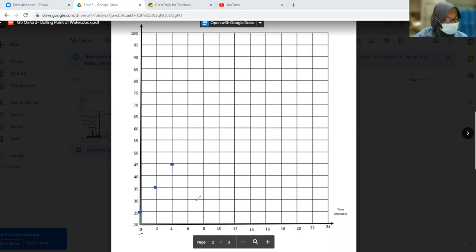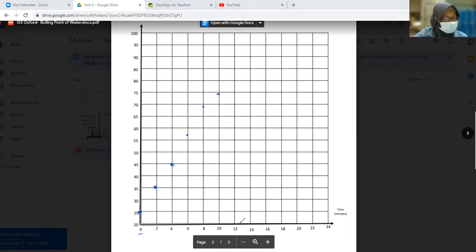In minute 6, it's 57, between 55 and 60, somewhere here. In minute 8, it's 69, close to 70, somewhere here. In minute 10, it's 74, close to 75 here.